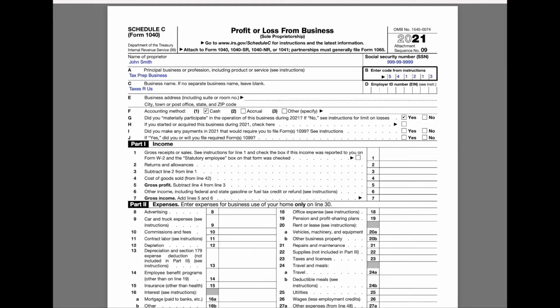Line H, is this a new business? Did you start or acquire it in the current tax year? If so, make sure you take advantage of business startup and organizational costs. We'll also cover where to put those a little later on.